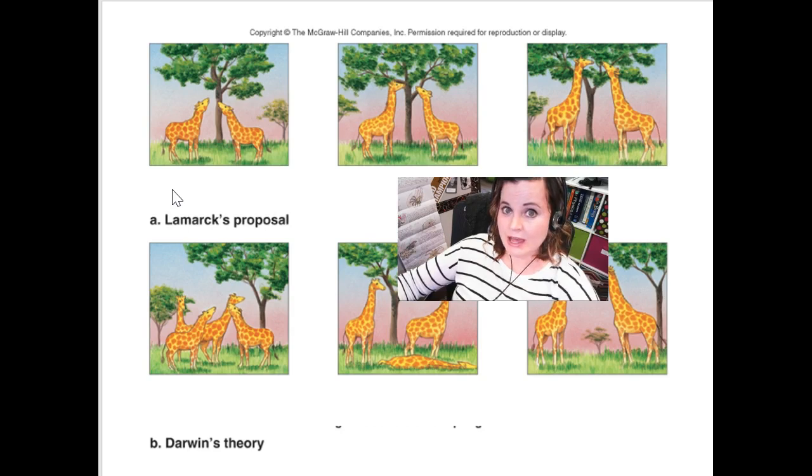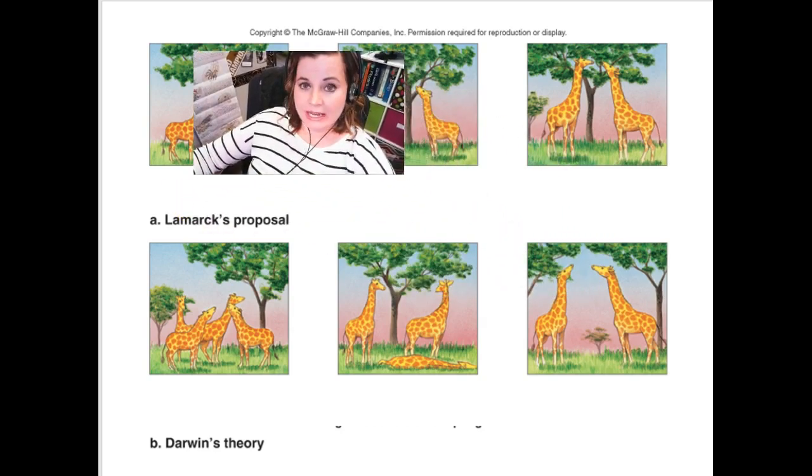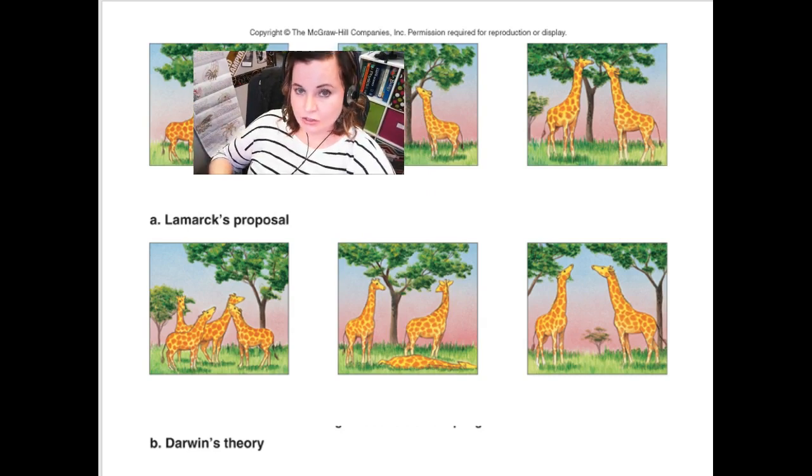Again, you can see here how the organism's actions are responsible for the changes in the way they look, in this case, or the way they are structured. On the contrary, what Darwin said is that, again, there's natural variation in a population. That is the key, ladies and gentlemen, to the theory of evolution by natural selection. There's natural variation in a population. Some giraffes have long necks. Some giraffes have shorter necks. Some people are tall. Some people are short.